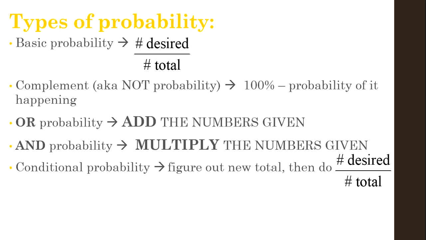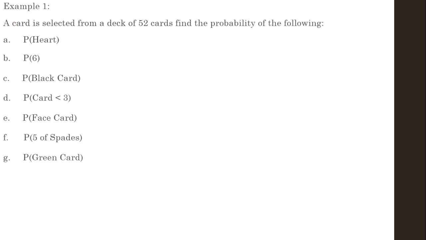And then the last one is called conditional probability, and the formula or how you solve for those is you figure out a new total in the bottom, and then you do number desired over number total. And we'll dive deeper into a separate video all on conditional probability because conditional can be a little confusing. So today's lesson is going to focus on basic, not, or, and probability. So with that, we have 8 examples, with number 1 being multiple parts.